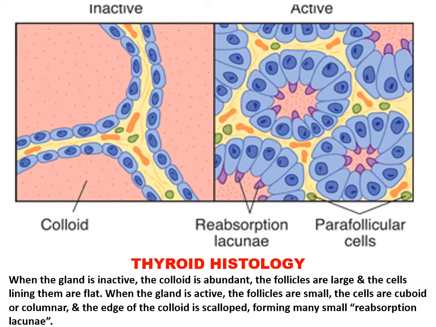So the thyroid gland synthesizes thyroid hormone and calcitonin through two distinct cell types. One is the epithelial or follicular cells that synthesizes thyroid hormones, and the other one is parafollicular cells which synthesizes calcitonin.